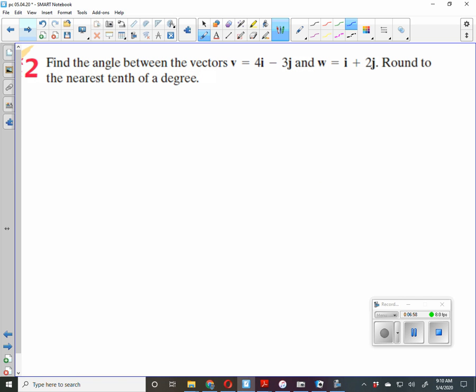So we want to find the angle between the vectors, which means we've got to do some arithmetic. Now, keep in mind, you're going to write down the formula, and we want to find the inverse cosine of, and there's going to be some arithmetic in between, right?